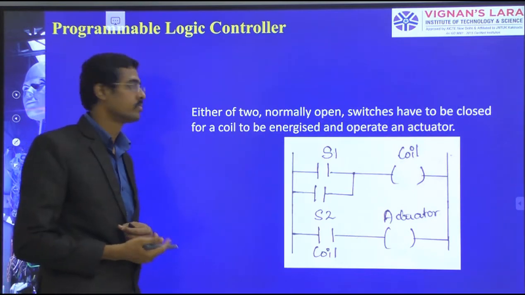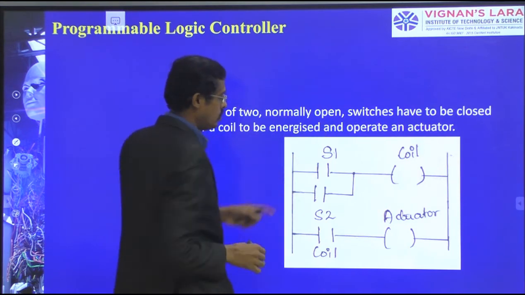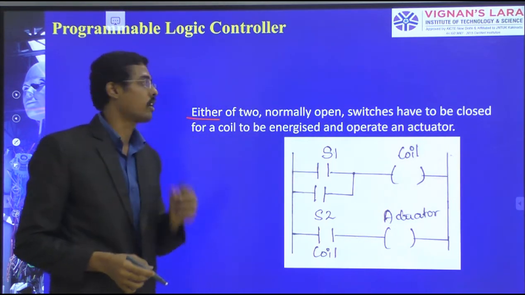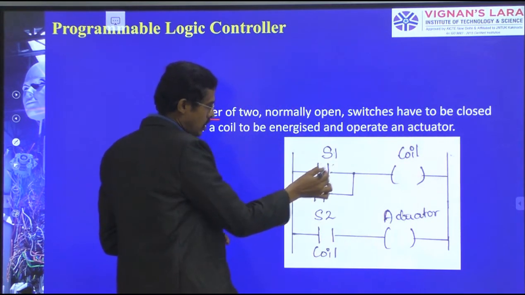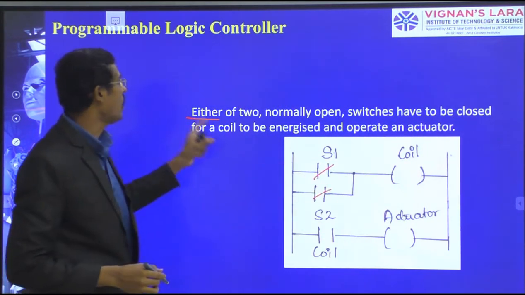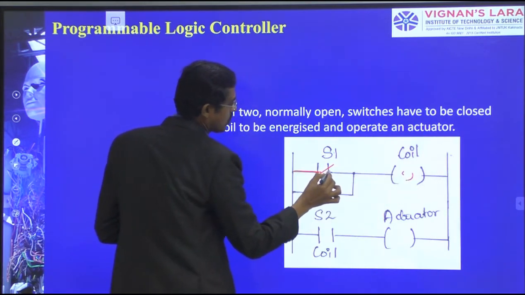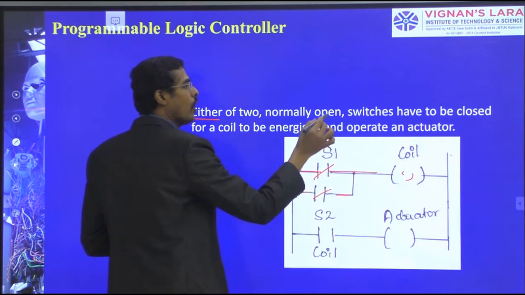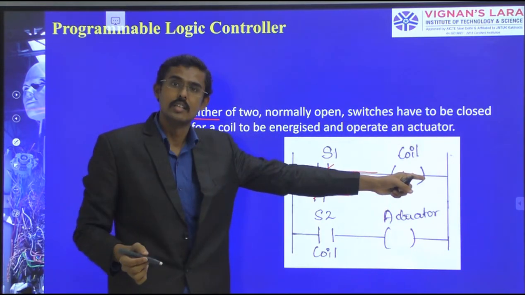Now the next one. Two normally open switches I have taken, either one, it is OR. Either switch has to be closed for a coil to energize. This coil is to be energized and operate an actuator. Where is the actuator now? The coil has been energized.